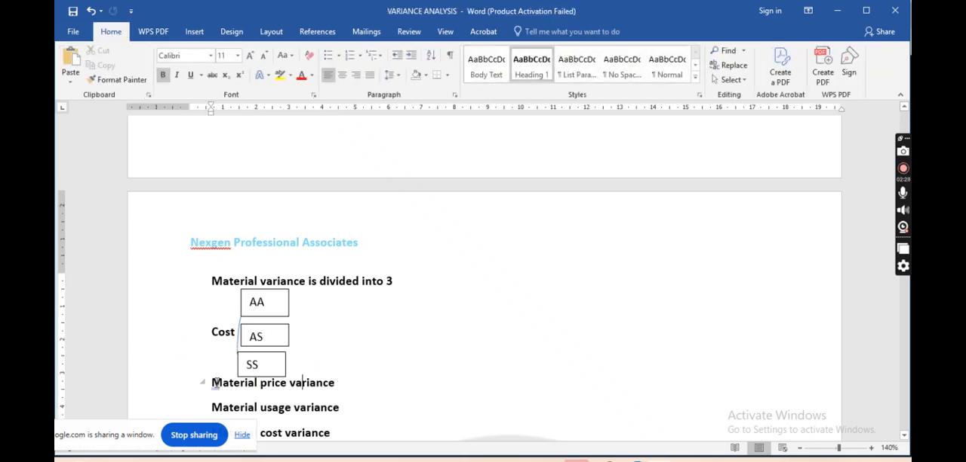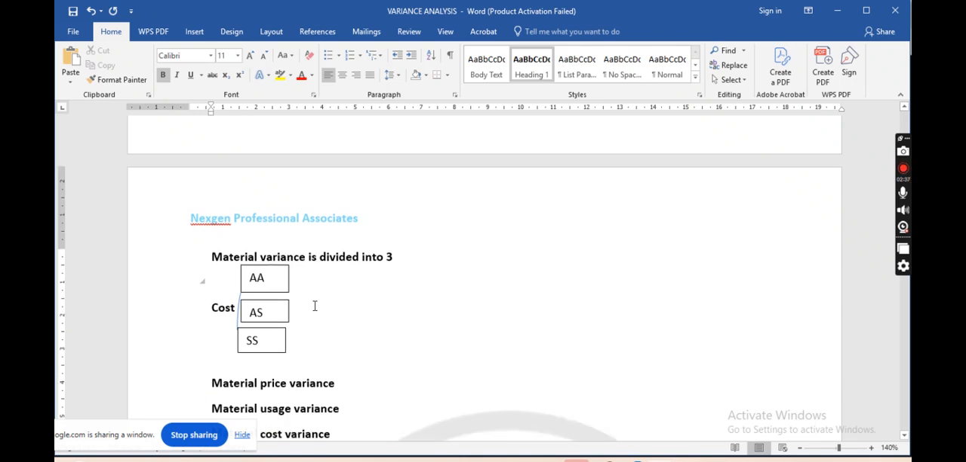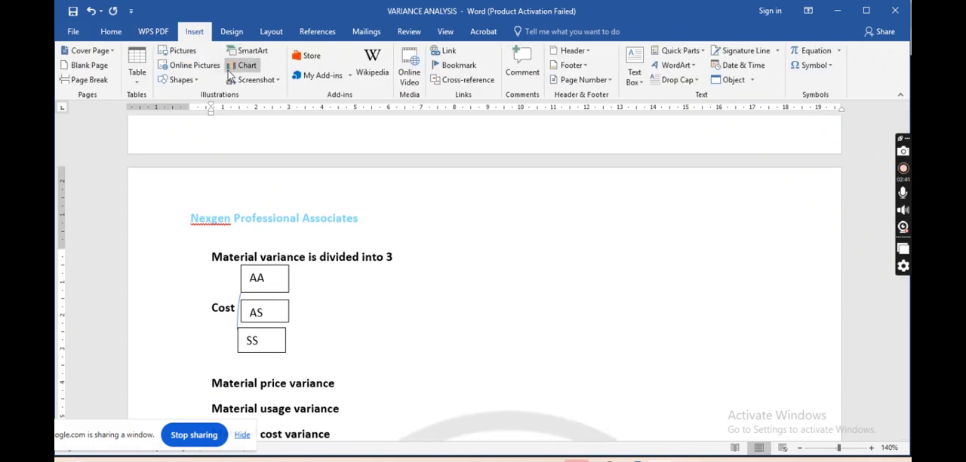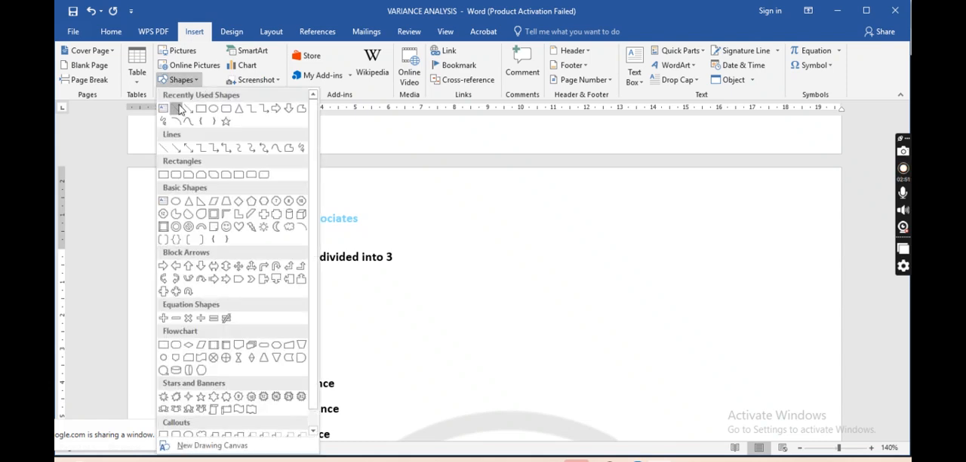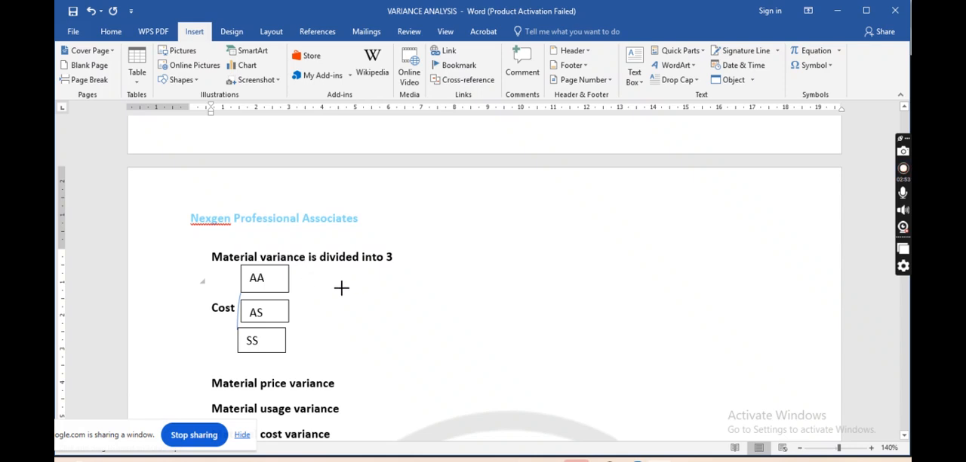Now, please, class, pay attention to this. If you know it, you know it. Right. Now, in this, I want to draw another diagram. Don't forget that material variance is divided into three: the material price and the material costs. Right? Okay, let's see how it goes.